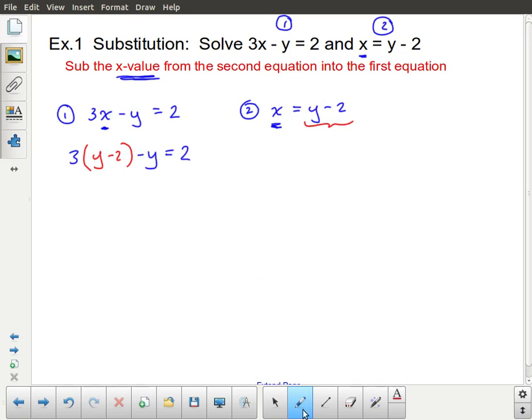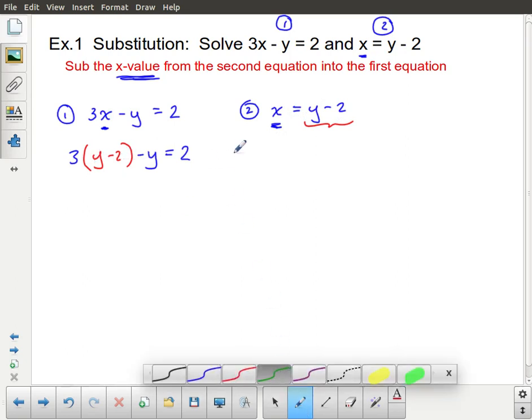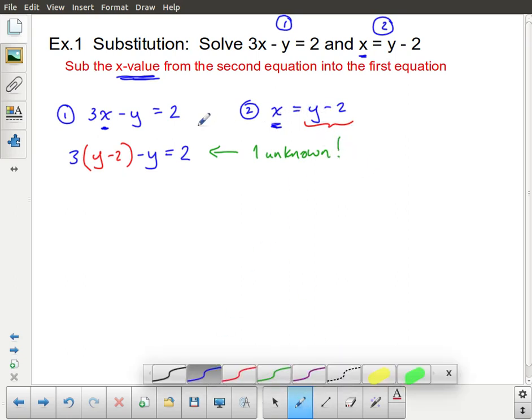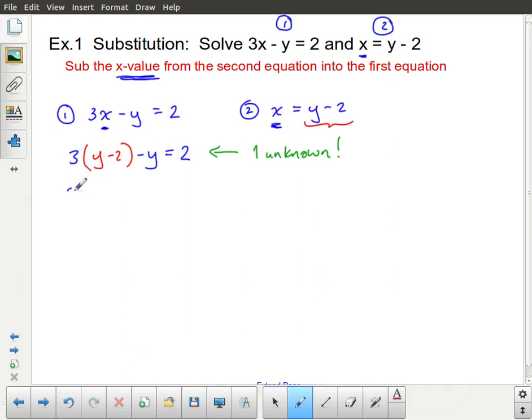And the nice thing about this equation is that I only have one unknown. And now that I only have one unknown, I can solve for that unknown. So that's the reason why we substituted. By substituting for x, we got rid of x completely, and now we only have y. And now we go ahead and we expand this out. 3 times y is 3y. 3 times negative 2 is negative 6, minus y equals 2.